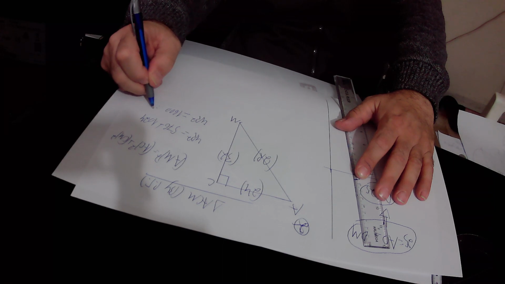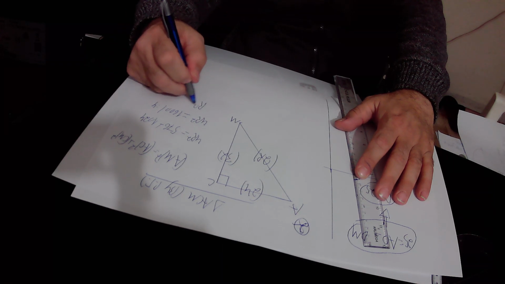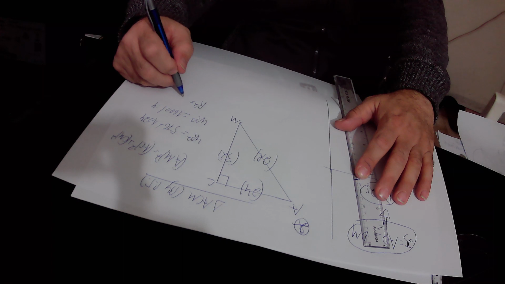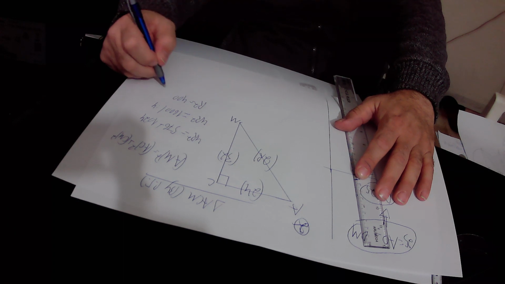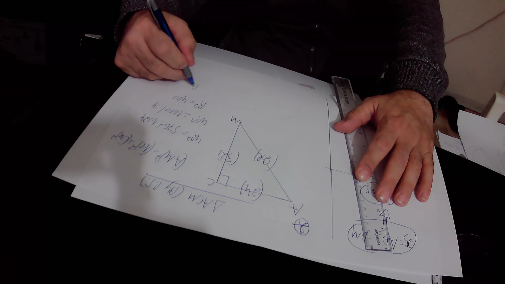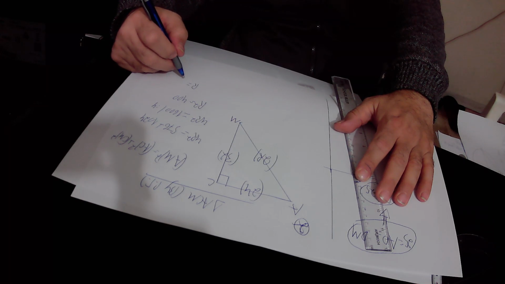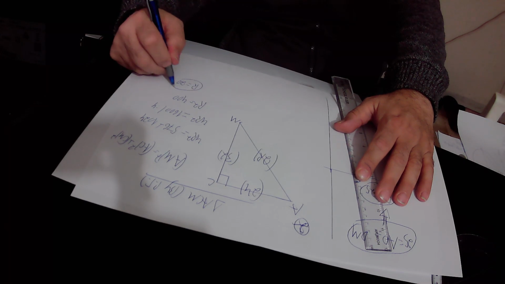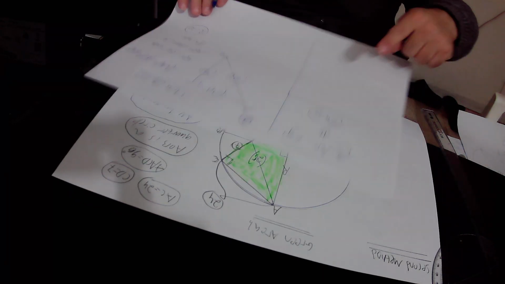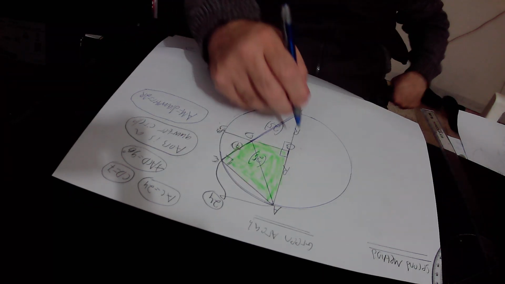We divide this equation by 4 and we get that r squared equals 1600 over 4, that is 400. We take a root out of this equation and finally we get that r equals the square root of 400, that is 20. So we found out that the radius of this circle, r, equals 20 units.